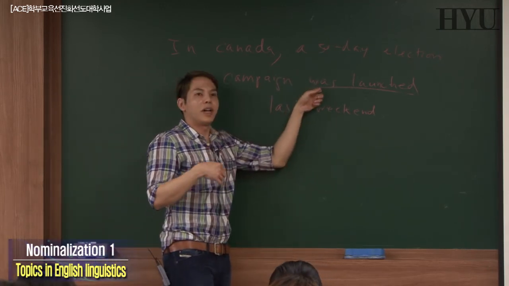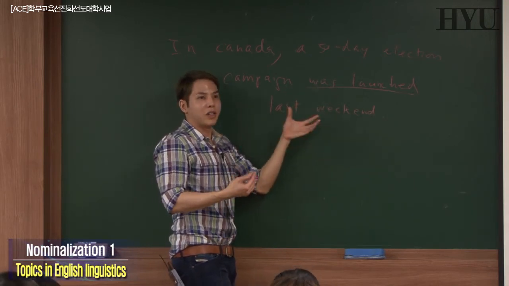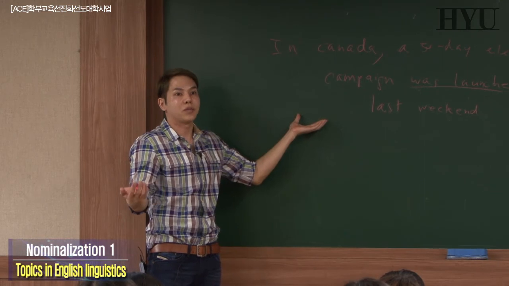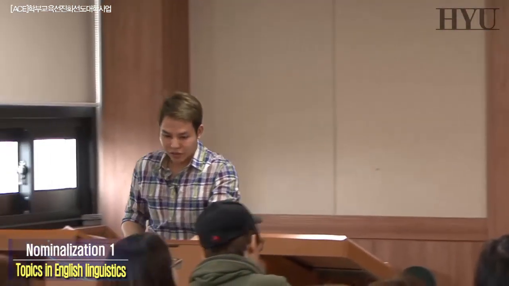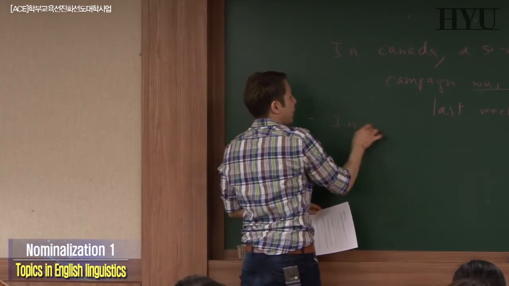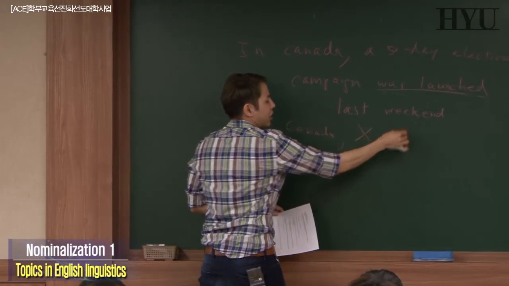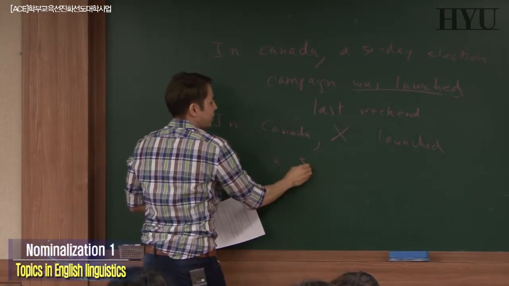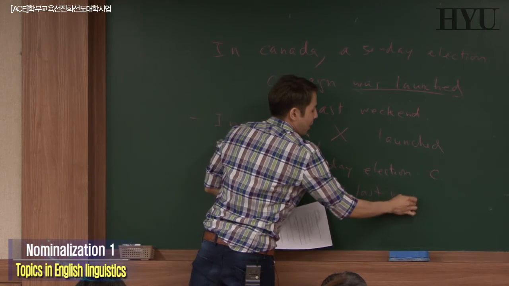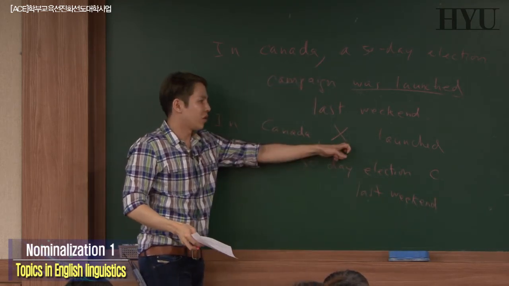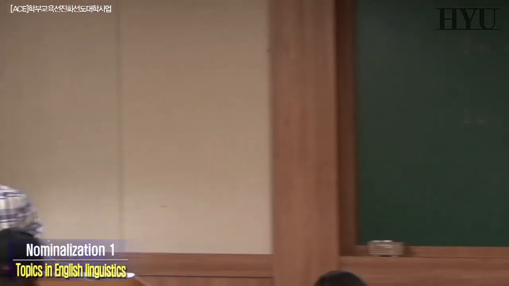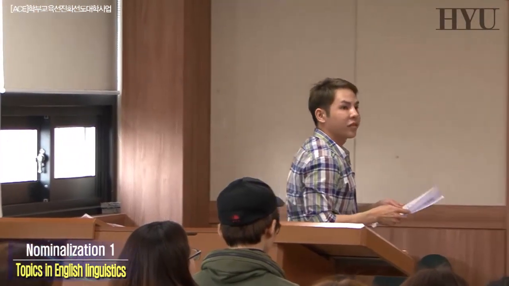And the reason why I use the passive voice here is because I don't need to mention who launched the election process. But you can say X launched a 50-day election campaign last weekend in Canada. You can say that, but you don't need to. Or in Canada, X launched, X could be anyone, launched a 50-day election campaign last weekend. Same thing. But the reason I use the passive voice is because I don't know who X was, and there's no reason to mention him or her or them. Okay, so far so good.